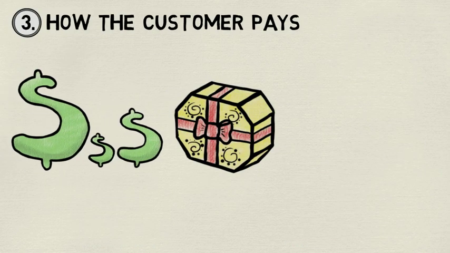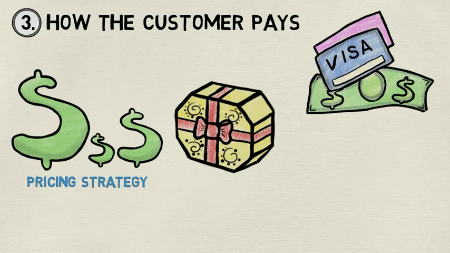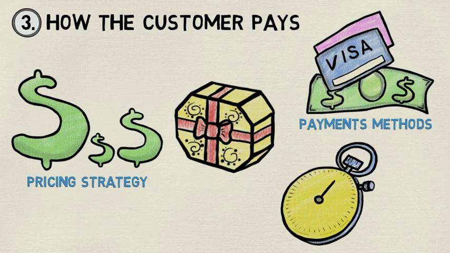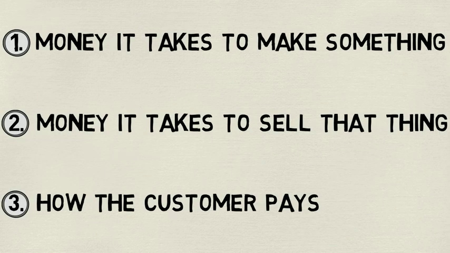How will the customer pay for the product? You'll need to have a good think about the pricing strategy, payment methods, and timing, and how that will affect the delivery of your product. This is important because it's your income. Your business model will outline each of these components and how they will be structured around your business. There is a huge variety of different ways to do this, so let's explore some common ones for startups.